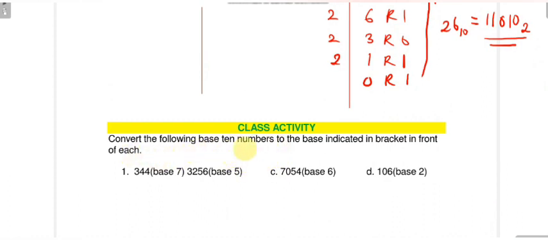So these are your class activity. So you have to convert the following base 10 numbers to the base indicated in the bracket in front of it. So this is base 7, base 5, base 6, base 2. So you have to provide answers for this.